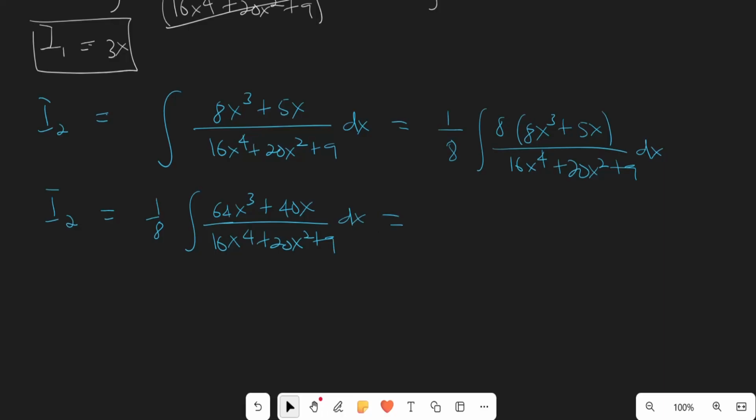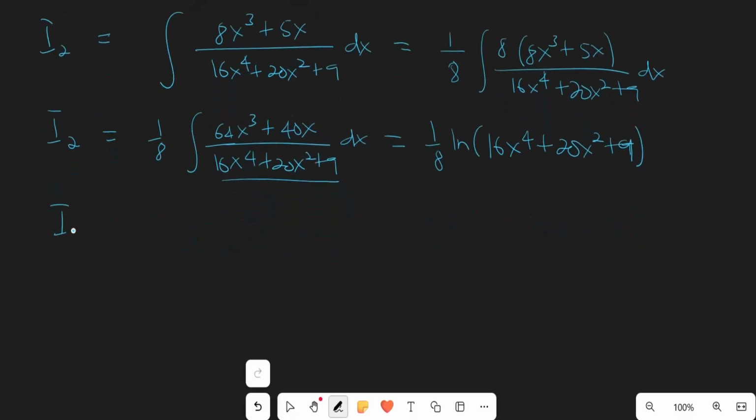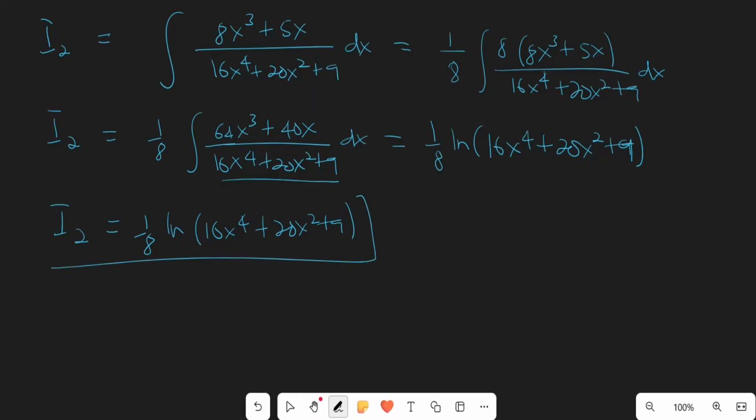And we can see that the derivative of the denominator is exactly the numerator. So that is just equal to the natural logarithm of the denominator, which is 16x to the 4th plus 20x squared plus 9. This one is a positive number, so you don't need to put it in absolute value terms. So I2 is going to be 1/8 the natural logarithm of 16x to the 4th plus 20x squared plus 9. This is the value of the second integral.